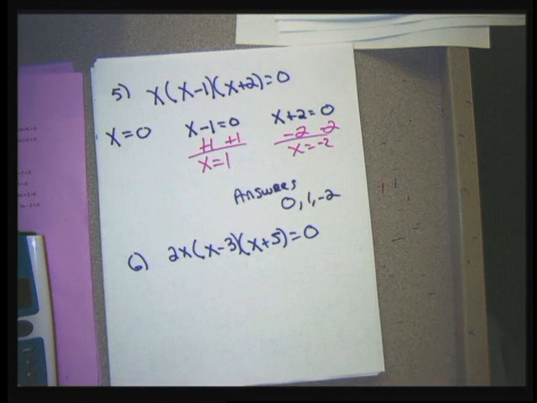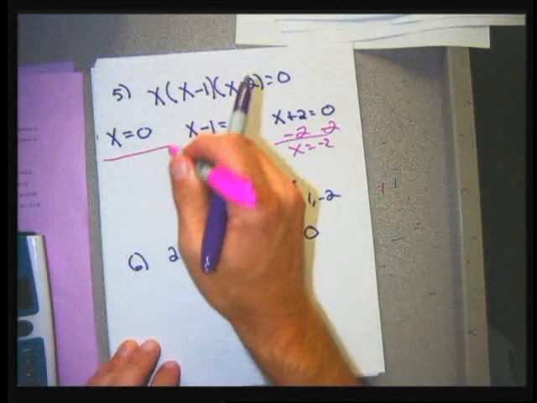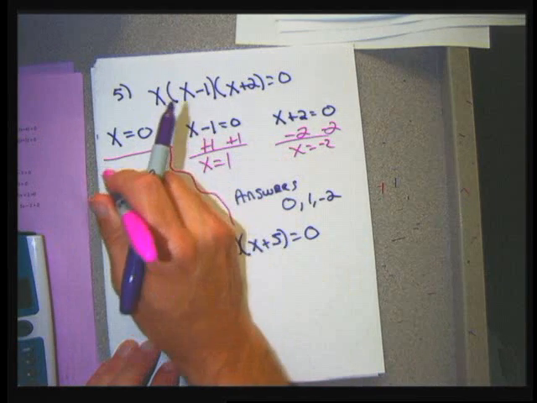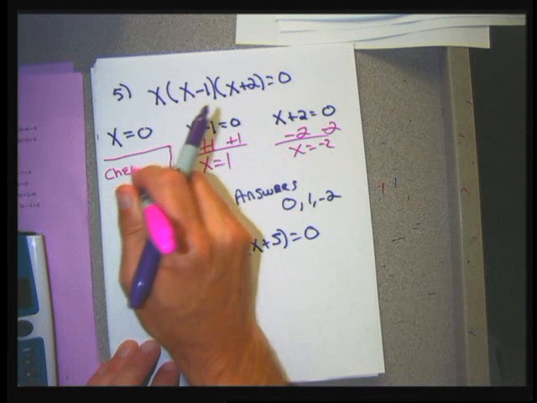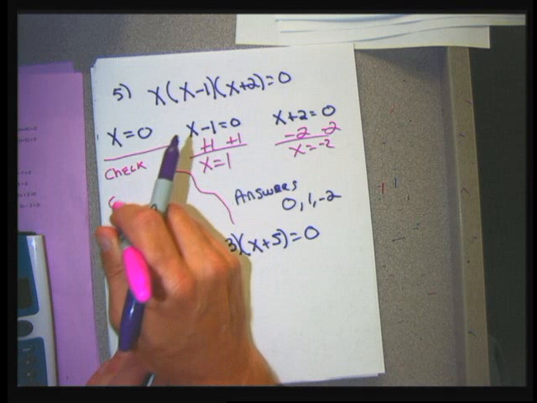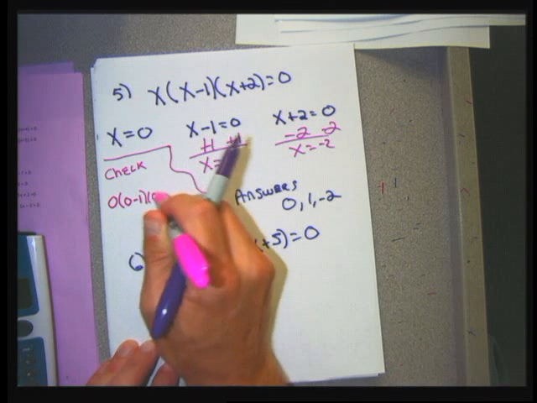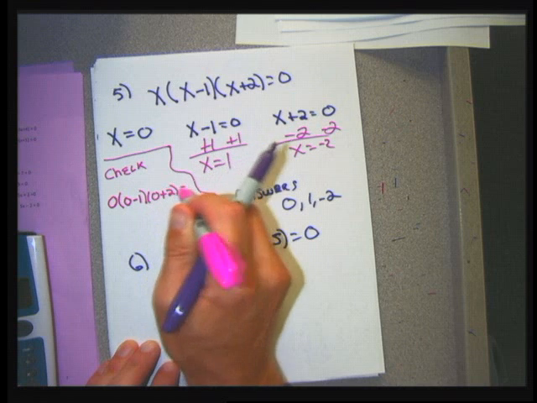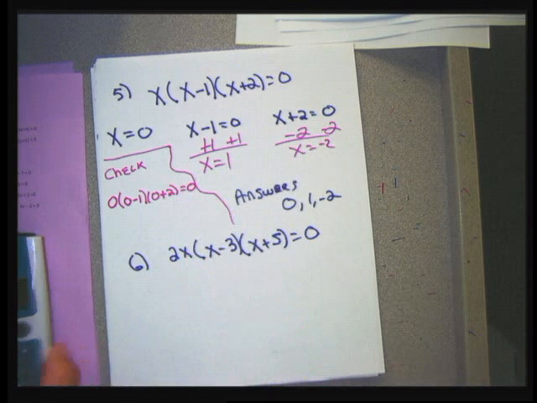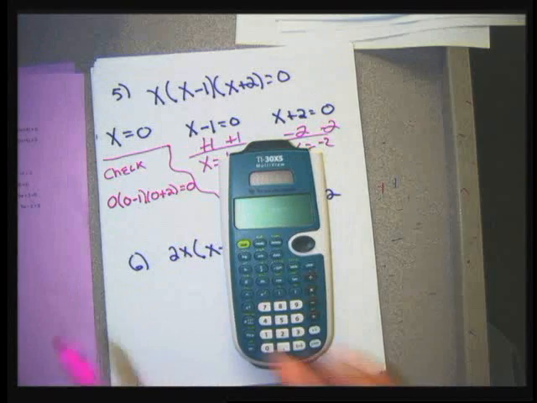When you get answers, if you're checking them separately, you don't have to check every answer. Usually if one of your answers works, then maybe you didn't make a mistake the rest of the way. But for checking, if I wanted to check the 0 just to show you that it works, I'd go 0 times 0 minus 1 times 0 plus 2 and see if that equals 0. And it will.